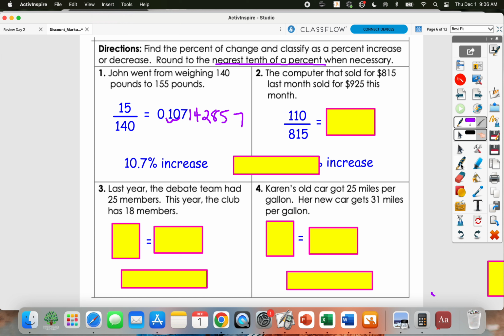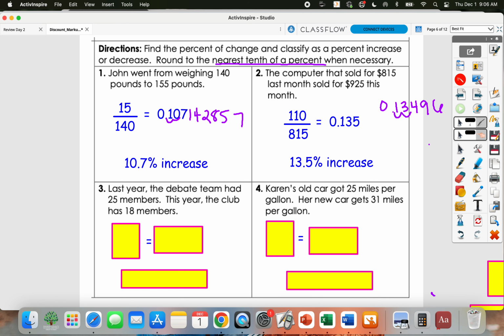Okay, so if I divide 110 by 815, I get a long decimal again, 0.134969. I must stop there because I know I only need the tenths place when I change it to a percent. So I'm going to move my decimal two times to the right. So I've got 13.496% and it wants me to round to the tenths place. 13.5. Yeah, so that 9 is going to make my 4 round up. It's going to be 13.5%.